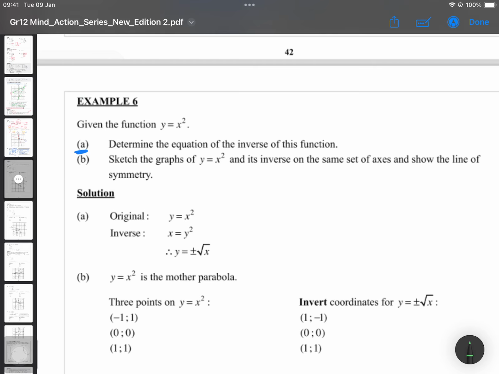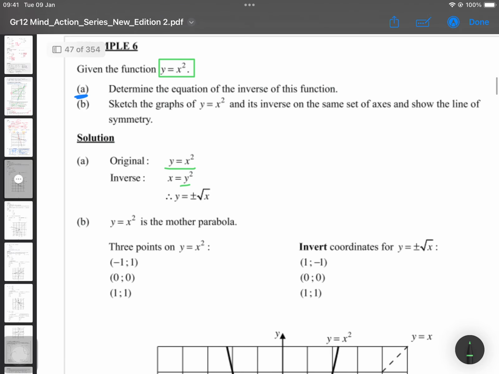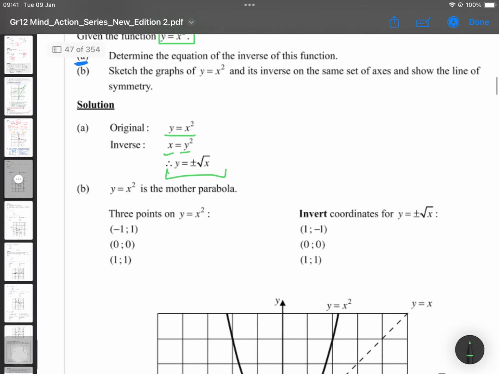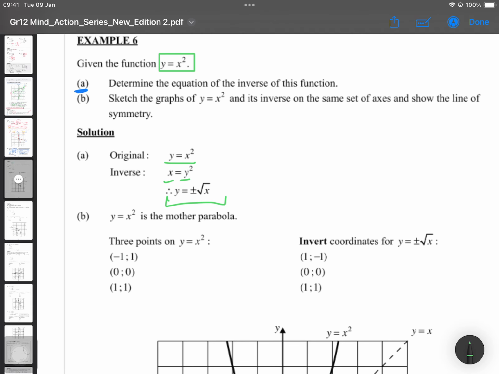So you have the original there. So you just swap x and y, apply square root on both sides. Now you have y equals plus or minus square root of x. Now we know number 2 says sketch the graph of y equals x squared.